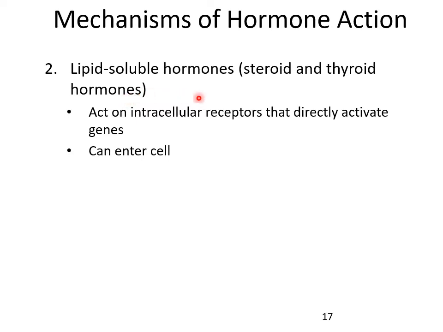And that one is kind of the exception to the rule because it is an amino acid-based hormone, but its receptors are inside. So all your steroids, testosterone, cortisol, aldosterone, estrogen, progesterone, and thyroid hormone, they act on intracellular receptors that directly activate genes. They can get in because they're lipid soluble. Okay, so keep that difference in mind. Proteins, not soluble, they have to have a receptor on the outside. Steroids, lipid soluble, their receptors are on the inside.